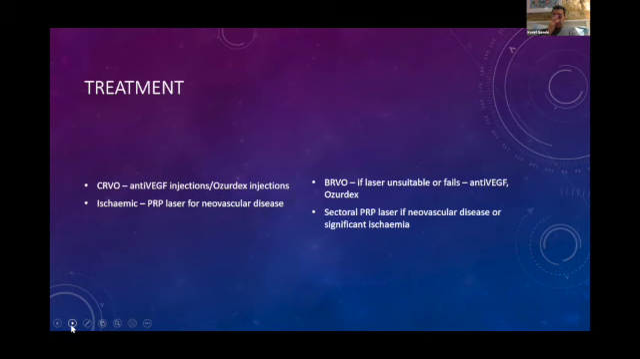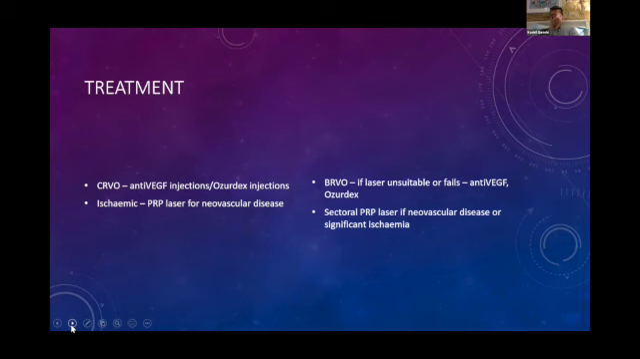So we treat retinal vein occlusions with anti-VEGF injections, sometimes Ozurdex, which is a steroid implant that we can inject into the eye. If they're very ischemic, we can do PRP laser, panretinal photocoagulation, to destroy the peripheral retina, and that reduces the amount of vascular endothelial growth factor that's produced and reduces the drive for neovascular disease. In a BRVO, we tend to use anti-VEGF and Ozurdex. We still have a place for laser.